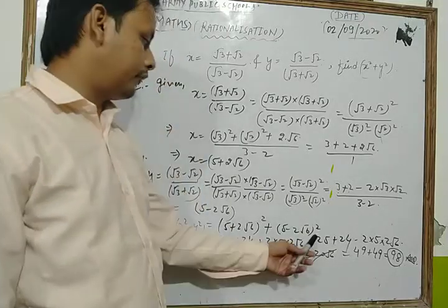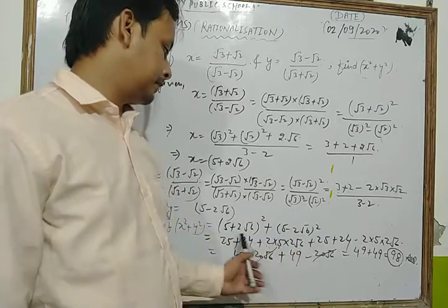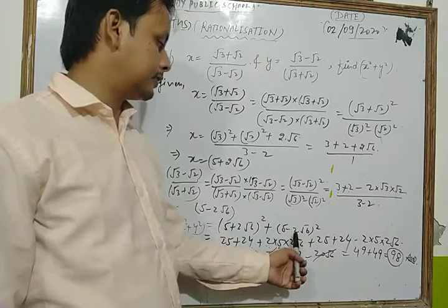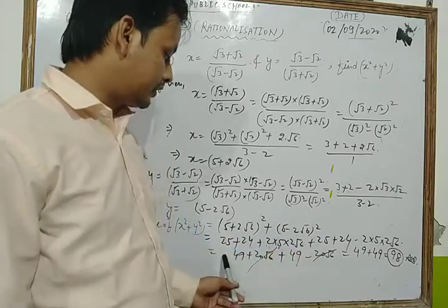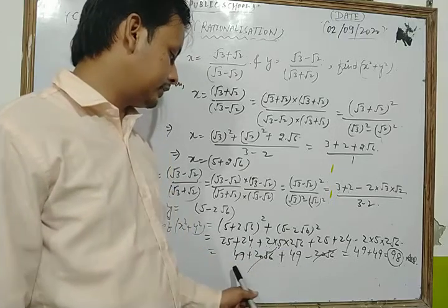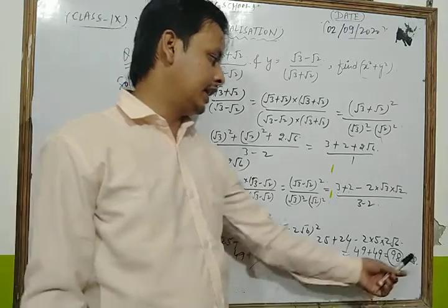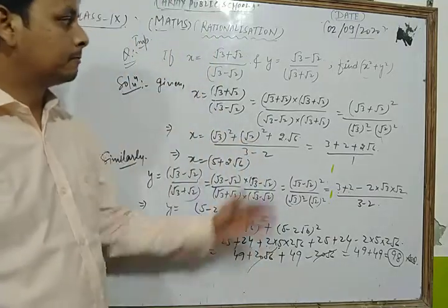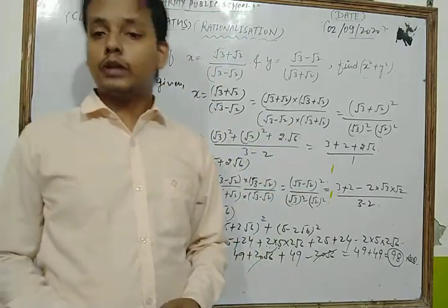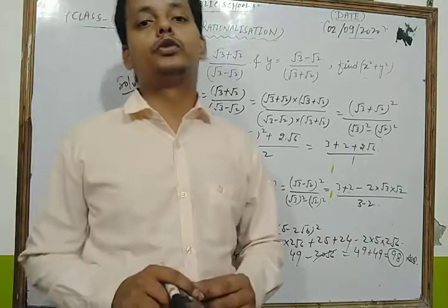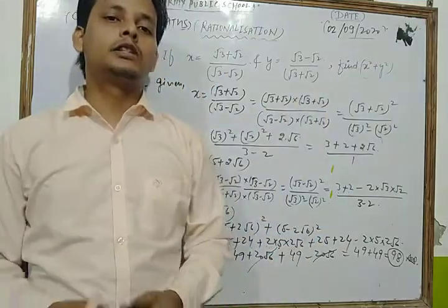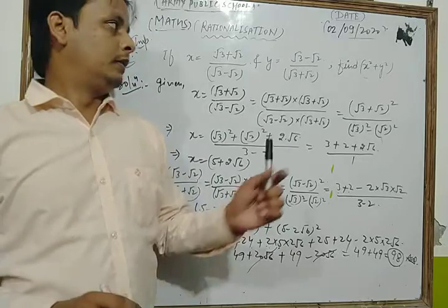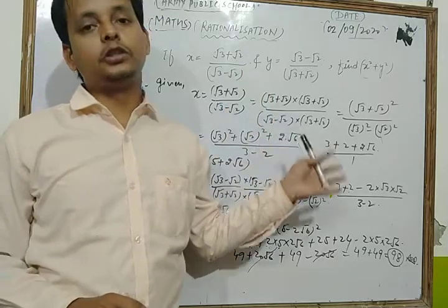Now after simplifying, this is expanded as (a plus b) whole square, and this as (a minus b) whole square. After simplifying them, we get our result as 49 plus 49, which is 98. So this is our required answer. So dear students, you can now solve each and every question of your NCERT exercise based on that topic in this way.